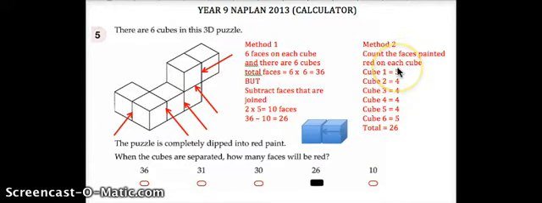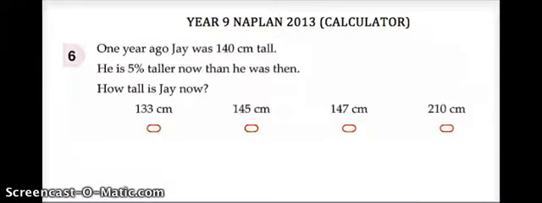If you add these together, an easy way would be to add the 2 5s together, which gives you 10, and then add the 4 4s together, which is 16, and 10 plus 16 is 26, so the answer again is 26. Now for question 6 of the 2013 calculator paper.